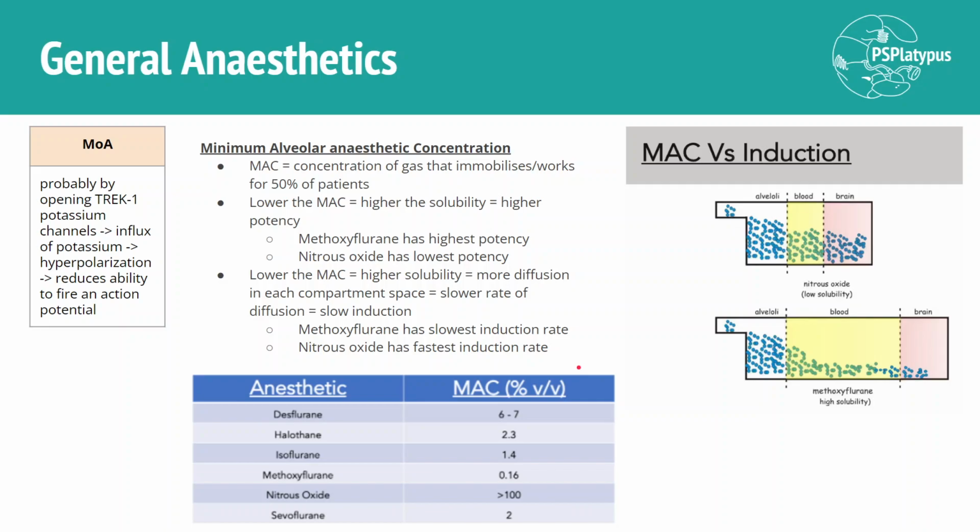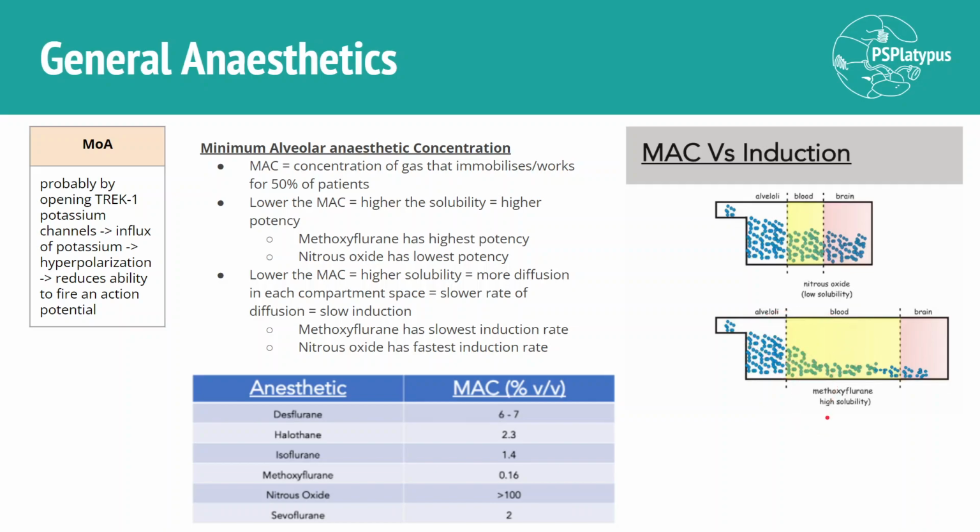This is a tricky concept to understand. If you look on this diagram on the right, it sort of displays it a little bit better. The idea is that if the anesthetic is more soluble, it will spend more time diffusing since it has more capacity to diffuse through each compartment space. This means that the rate of induction is actually slower for things that are more potent because it spends more time diffusing into each compartment.